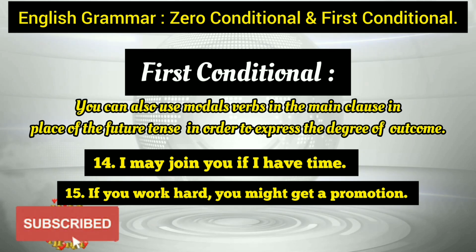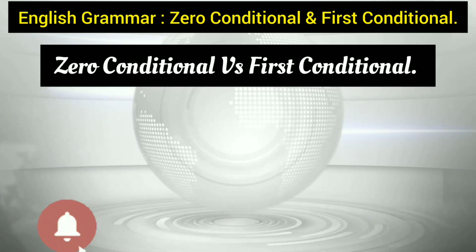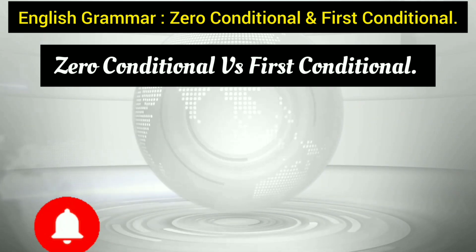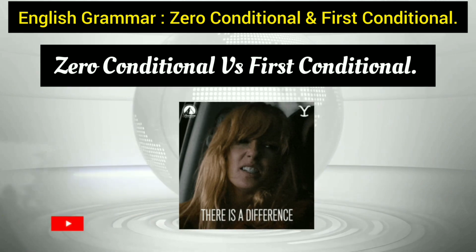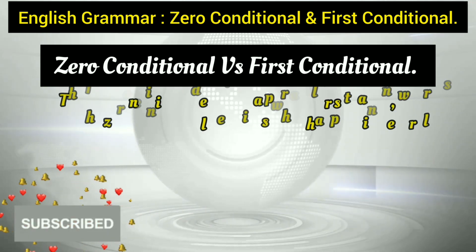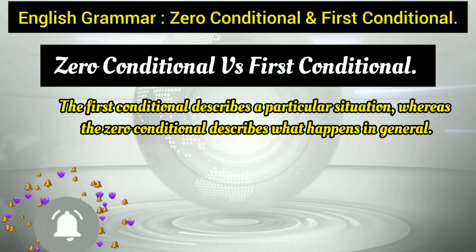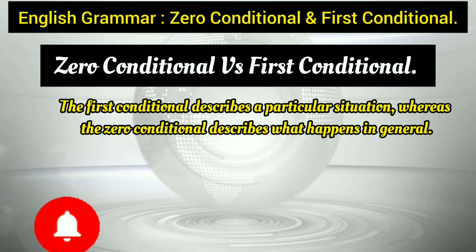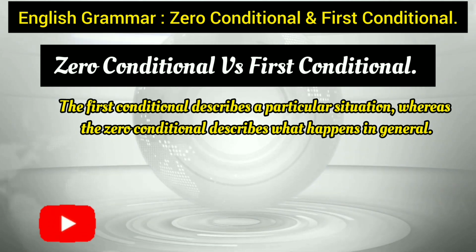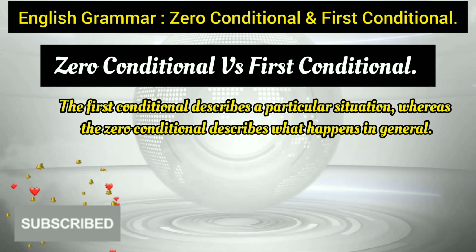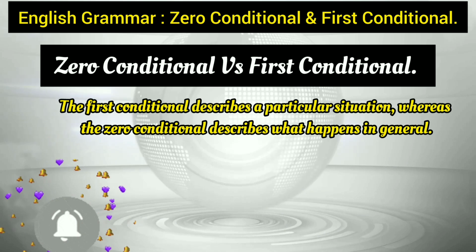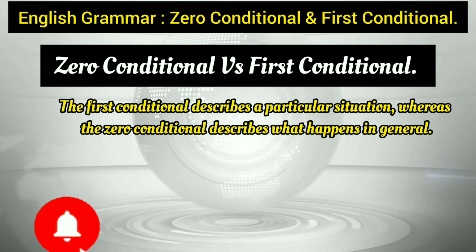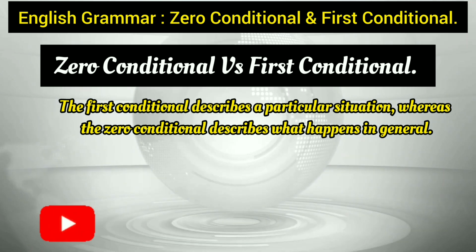So at last, let me just clarify. I think this is a very common confusion people have. People always get confused between zero conditional and first conditional. So let me clarify that the first conditional describes a particular situation, whereas the zero conditional describes what happens in general. It doesn't talk about a particular situation or the future. It talks about things in general, and we use the simple present tense in both the clauses in case of zero conditional. But in case of first conditional, we use the future tense to talk about the result.